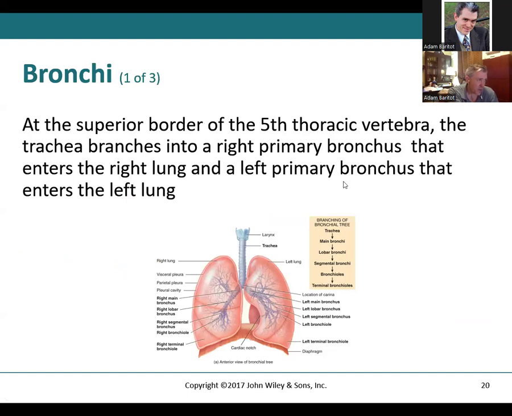This trachea leads us down to the bronchi at the superior border of the fifth thoracic vertebra, 1, 2, 3, 4, 5. The trachea branches to a right primary bronchus that enters the right lung and a left primary bronchus that enters the left lung. Our lungs are asymmetrical, which we'll talk about shortly. There are 3 lobes on the right, 2 on the left. Why so asymmetrical? Because there's a heart in the way.